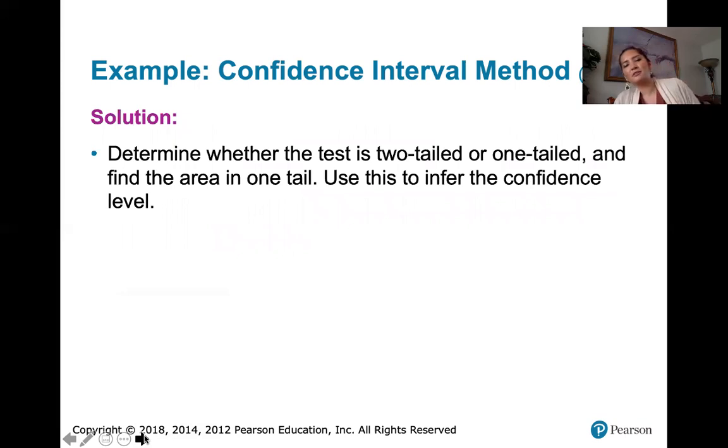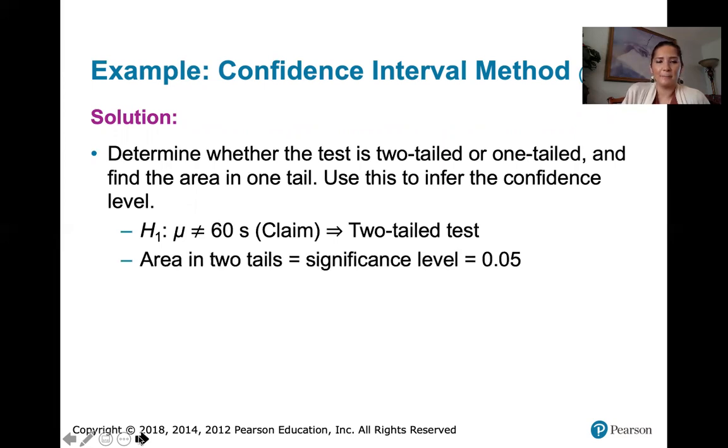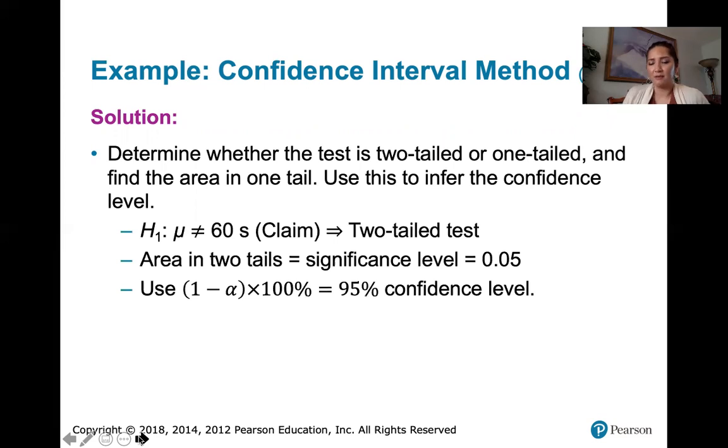Then we need to determine whether the test is two-tailed or one-tailed and find the area in one tail. And then we'll use this to infer the confidence level. Well, the alternative hypothesis has a not equal to sign, so we're going to use a two-tailed test. That means the area in two tails is equal to our significance level of 5%. So that means we have a 95% confidence level. We've got 5% of the area in the tails. We want the 95% of area in the middle for our confidence interval.